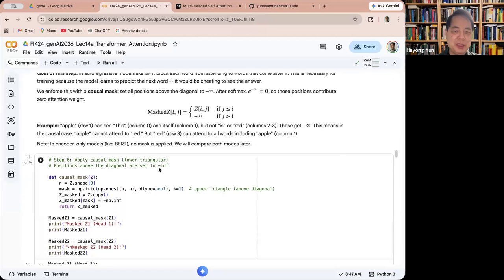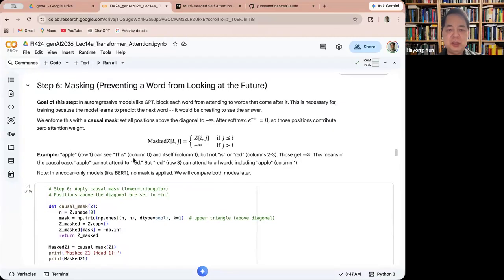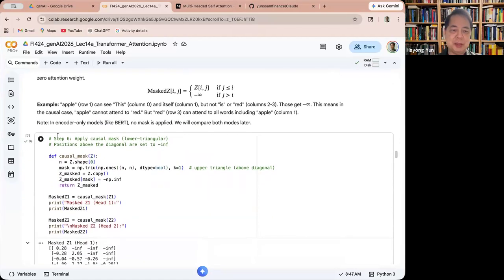And then there's a masking. What the causal mask does is that we basically put minus infinity in the softmax such that the future words, the words that have not appeared yet, will just be discarded in the softmax. So, for example, for apple, row one can see what appeared before apple, and itself, but not is or red. Those are future words. So this is basically what the masking does.